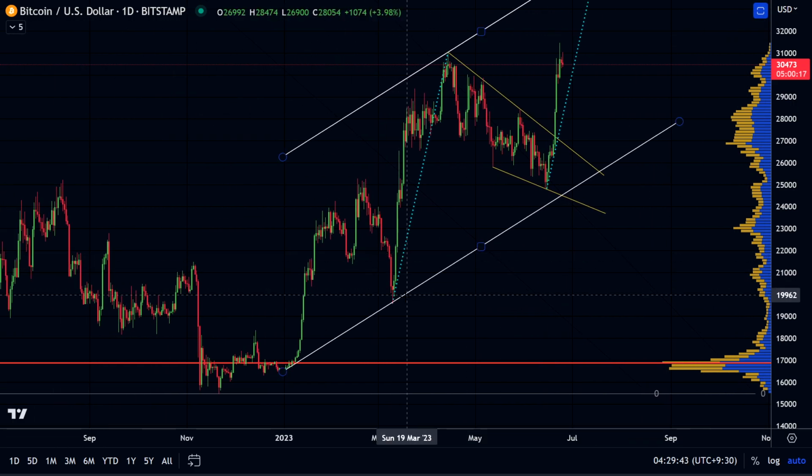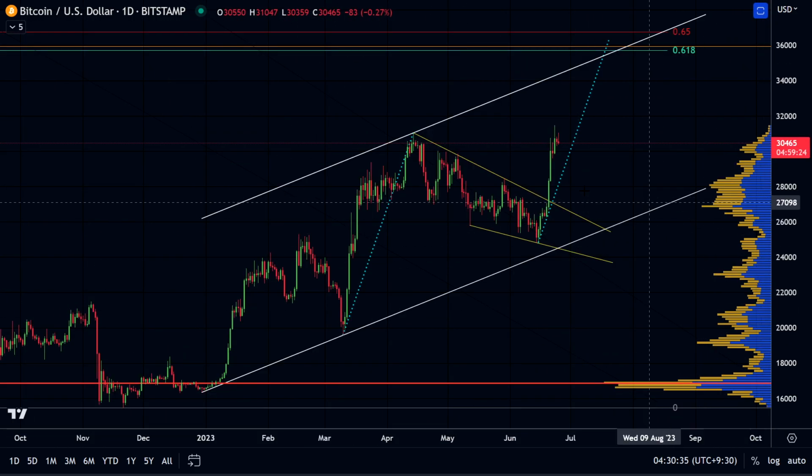It does connect to these two lows. And we can see if we do the same move here, perhaps this will take us to the top of this channel area in line with those fibs, where we may see some resistance and a pullback.